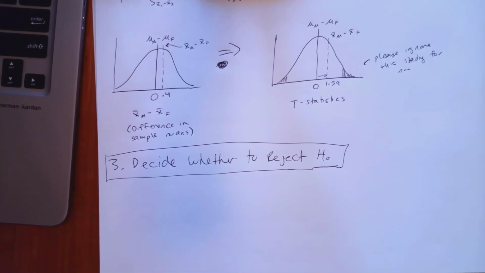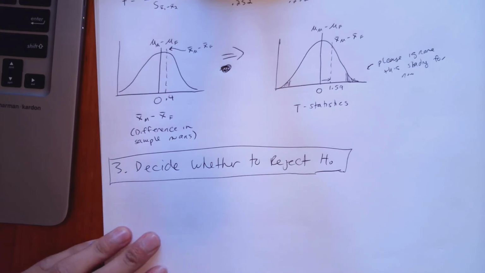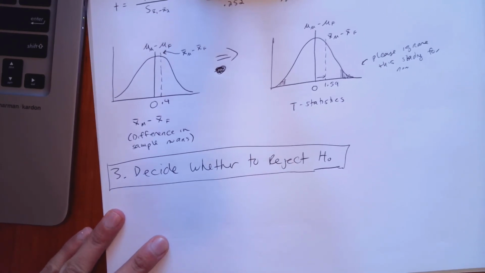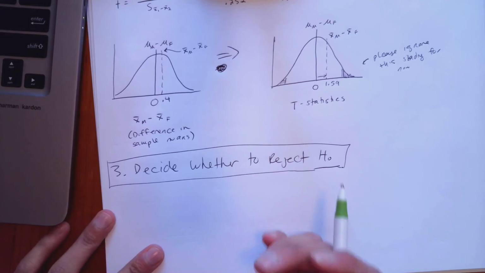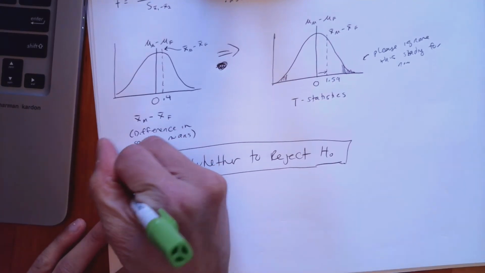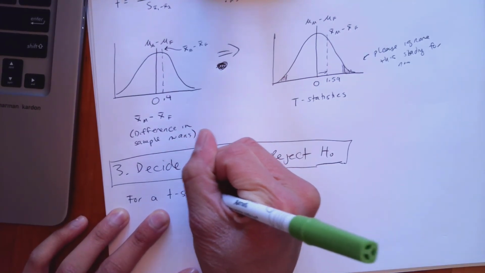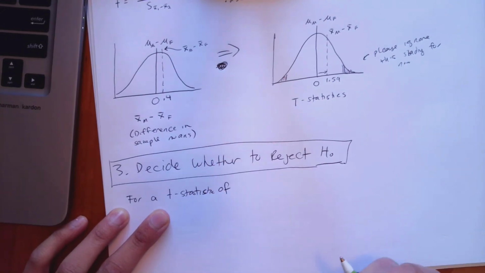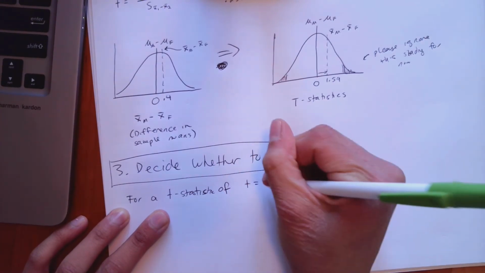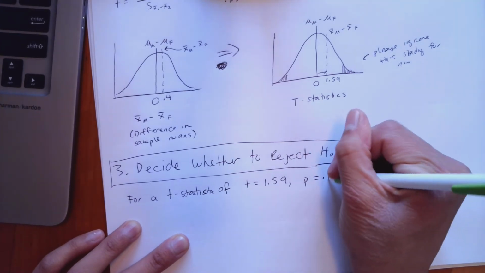All right, so as with the last t-test that we did, I'm going to tell you what p-value corresponds to your t-statistic. And this is because the calculation of this, again, is not something that's really worth ever learning to do by hand. So we're just going to say that for a t-statistic of t equals 1.59, p is equal to 0.1178.